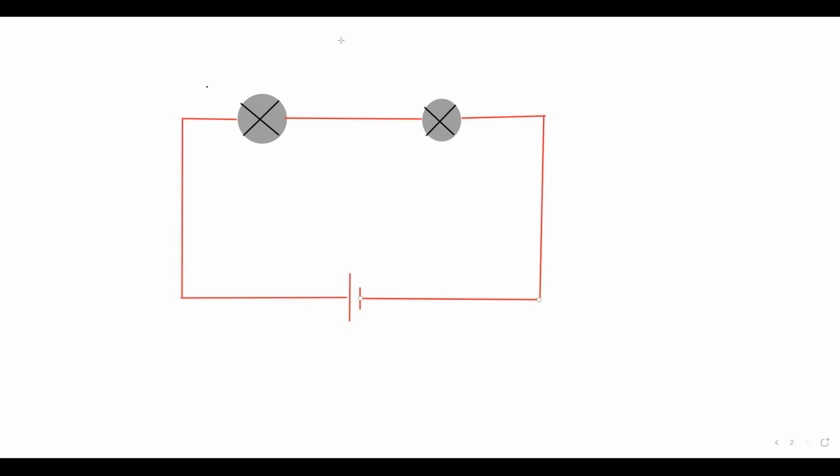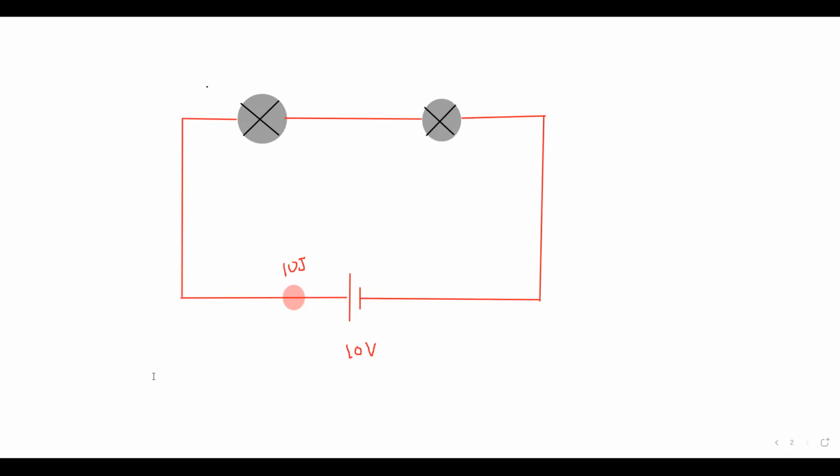Example, this is the circuit. On the battery, it is written 10V. If it is written 10V, what is the meaning of 10 volts? It means if there is 1 coulomb of charge, this pink spot is representing a charge, 1 coulomb, how much energy does it carry? It carries 10 joules, not per charge, it is per coulomb. 10 joules of energy carried by 1 coulomb of charge.